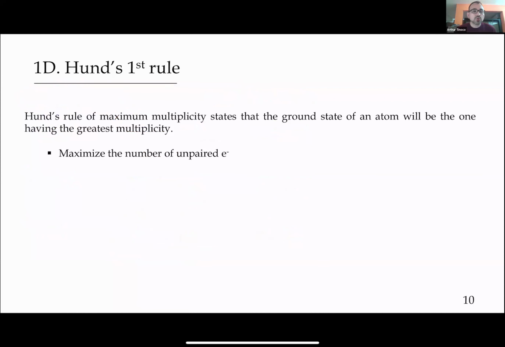Okay, so now for us to represent the distribution of electrons and to better define the electronic situation, we're going to invoke Hund's rules. This is the first rule, the rule of maximum multiplicity. What does maximum multiplicity mean? You're maximizing how many unpaired electrons you have. This states that the ground state of an atom will be the one having the greatest multiplicity, meaning you're maximizing the number of unpaired electrons. That's according to Hund's first rule.